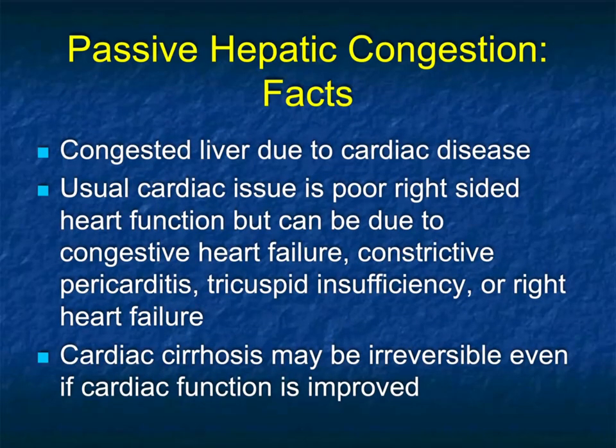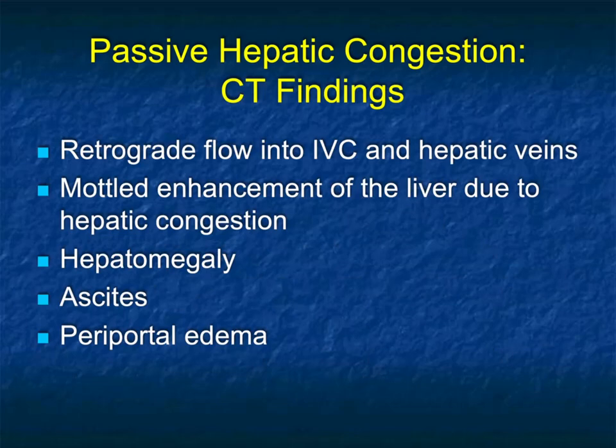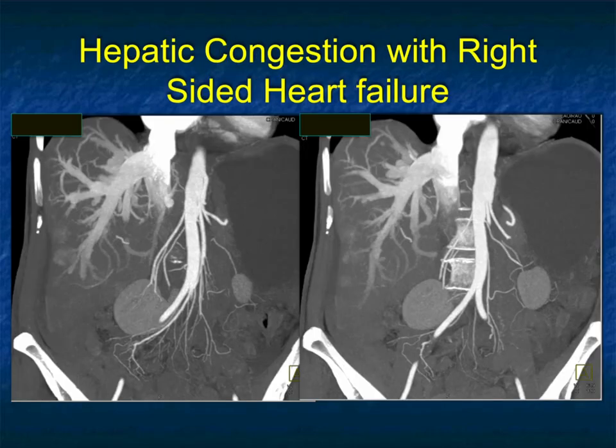In passive hepatic congestion, the liver is congested due to cardiac disease. Again, it's usually poor right-sided heart function, but also can be due to congestive failure, constrictive pericarditis, tricuspid insufficiency, or just right-sided heart failure. Cardiac cirrhosis may be irreversible, even if cardiac function does improve. The things we look at, again, retrograde flow into the IVC and hepatic veins, a mild enhancement of the liver, a large liver, ascites, and periportal edema.